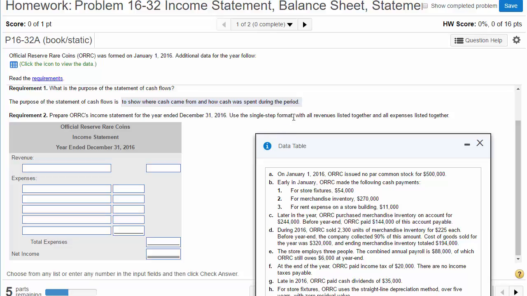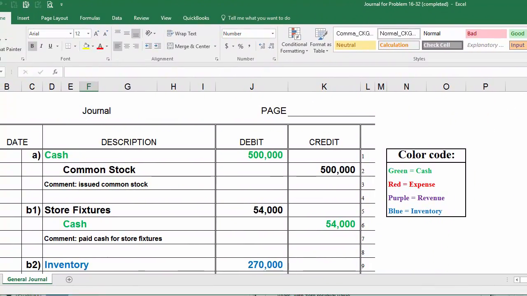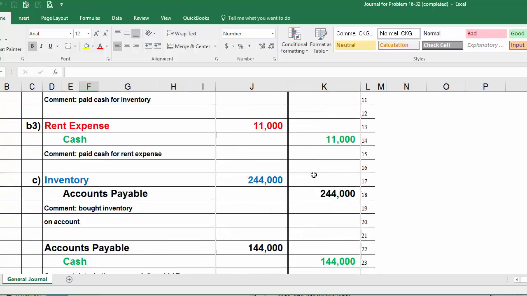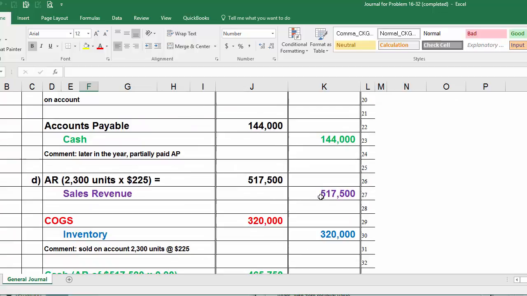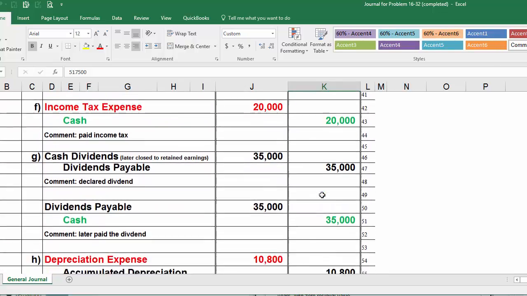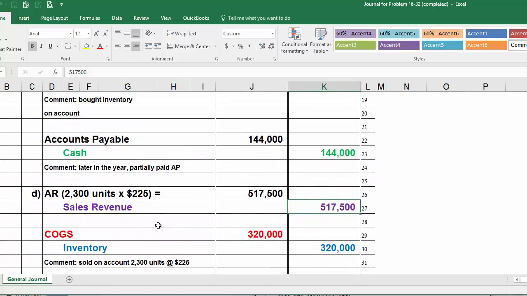Use the single step format, the simplified version, which is just revenues listed together and then all expenses listed together. So let's switch back to our journal entries that we did in the previous step. And remember, I've done colorization, so we're going to look for purple, which is revenue. And remember, revenue is going to be in the credit column. So here is our sales revenue, and I believe it's the only one. Let me scroll down. I don't see any other purple. Assuming my color coding is correct, we have sales revenue of $517,500.